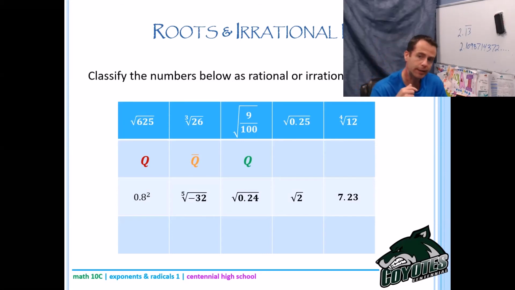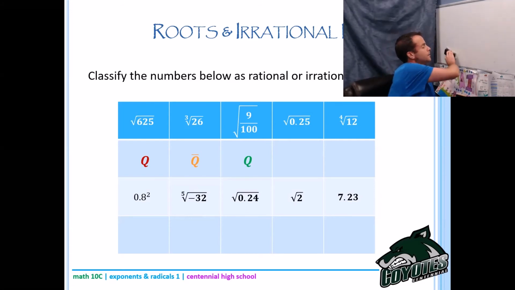The root of 0.25. The root of 0.25 is a half. You want to think about that for a sec? I thought you might. So let's do it. 0.25 is 1/4, isn't it? So if I wanted to take the root of 1/4, that would be the root of 1 divided by the root of 4. The root of 1 is 1. The root of 4 is 2. So the root of 0.25 is 1/2, which is rational.